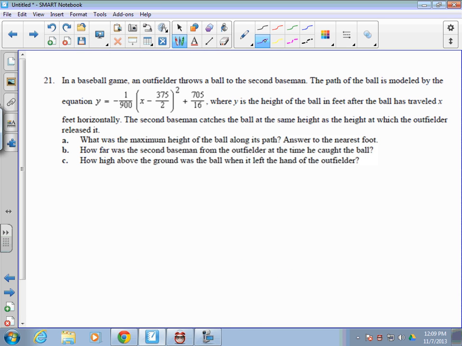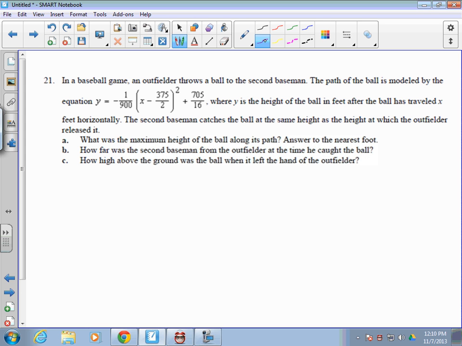It says in a baseball game, an outfielder throws a ball to the second baseman. The path of the ball is modeled by the equation y equals negative 1/900 times (x minus 375 divided by 2) squared plus 705/16, where y is the height of the ball in feet after the ball has traveled x feet horizontally. The second baseman catches the ball at the same height as the height at which the outfielder released it.